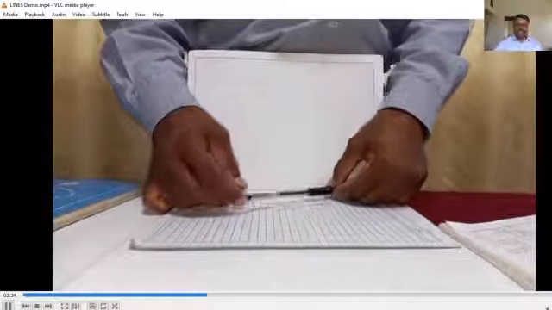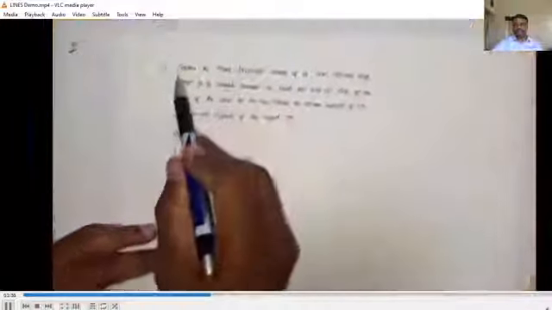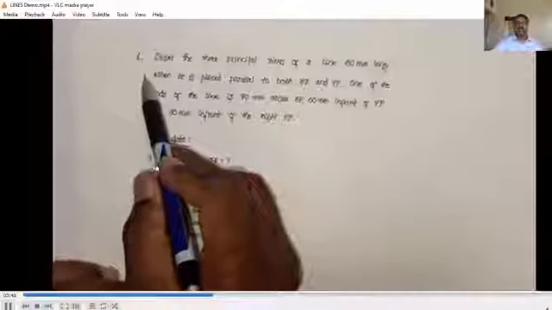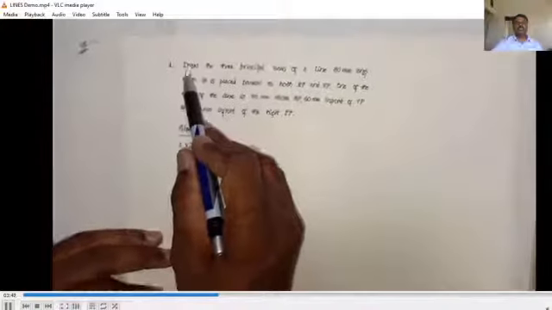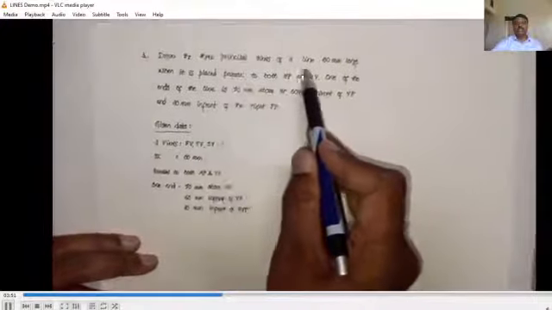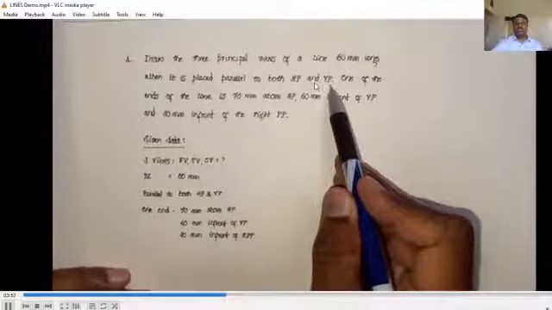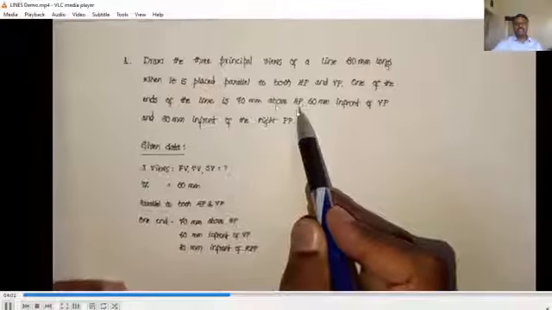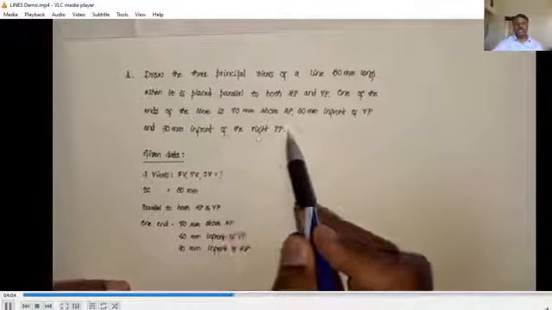So this is inclined to VP, parallel to HP. Okay, let us solve a problem in paper using paper and pencil. So this is the first problem what we have shown in the PPT. Draw the three principal views of a line 80 mm long when it is placed parallel to both HP and VP. This is a condition. One of the ends of the line is 70 mm above HP, 60 mm in front of VP and 30 mm in front of right PP.